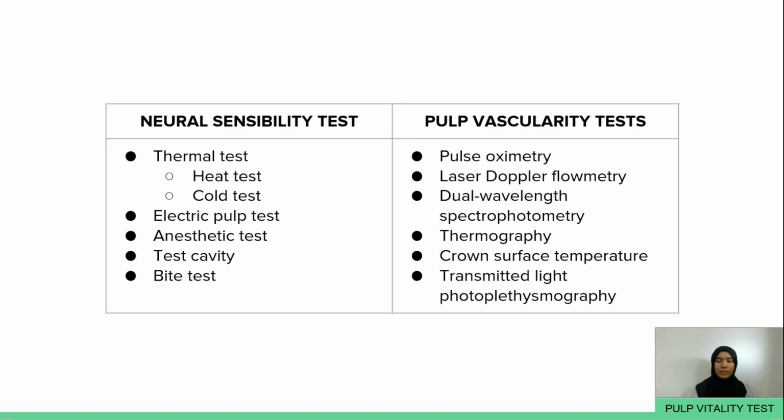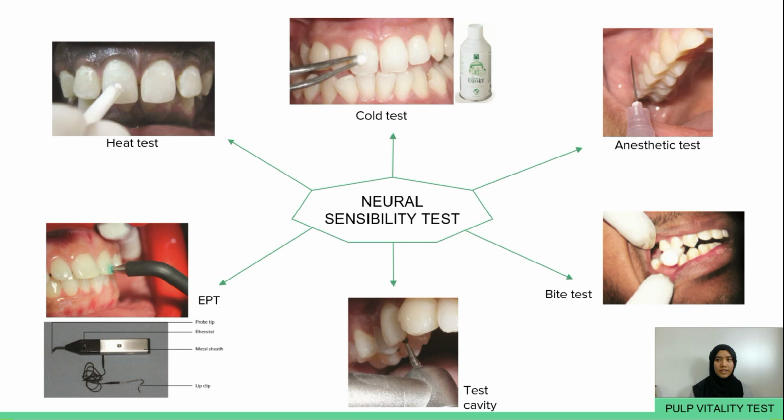So the examples of neural sensibility tests: we have the thermal test, which includes the heat and cool test, electric pulp test, anesthetic test, test cavity, and bite test. For pulp vascularity tests, we have pulse oximetry, laser Doppler flowmetry, dual wavelength spectrophotometry, thermography, ground surface temperature, and transmitted light photoplethysmography.